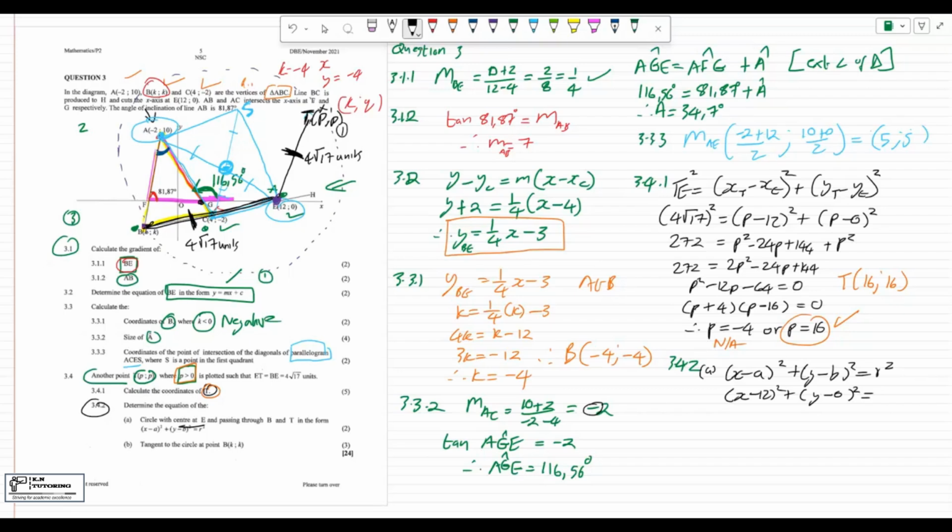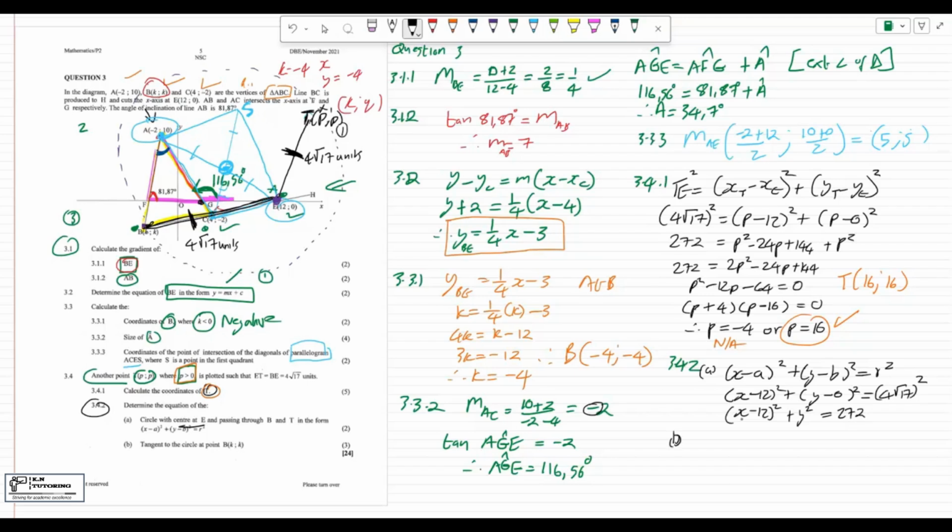The radius, how do I find the radius? Remember, we already know that it's going to be 4 square root of 17. So 4 square root of 17 squared, and that is your answer. But maybe you can simplify this and say (x minus 12) squared plus y squared equals, and 4 root 17 squared, we know that is 272. Okay, and that's how you conclude this problem.